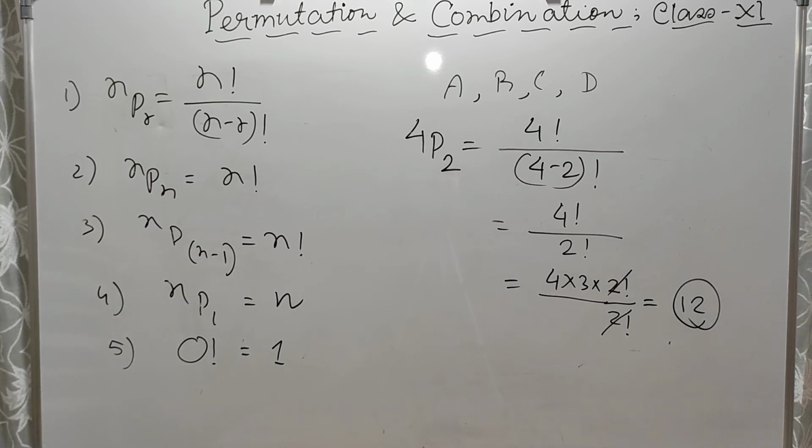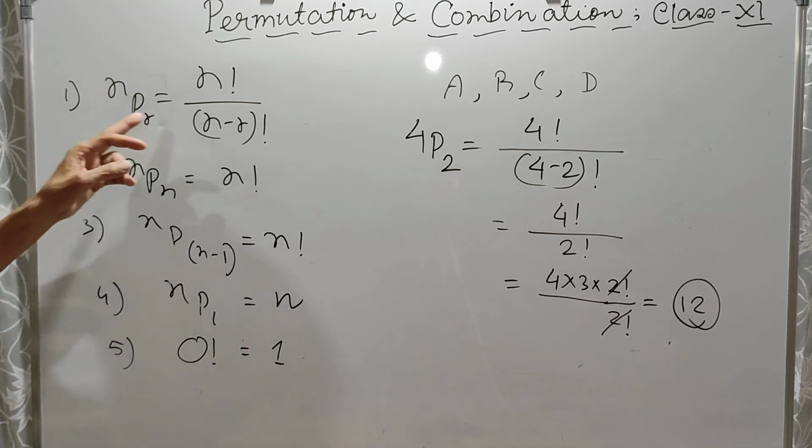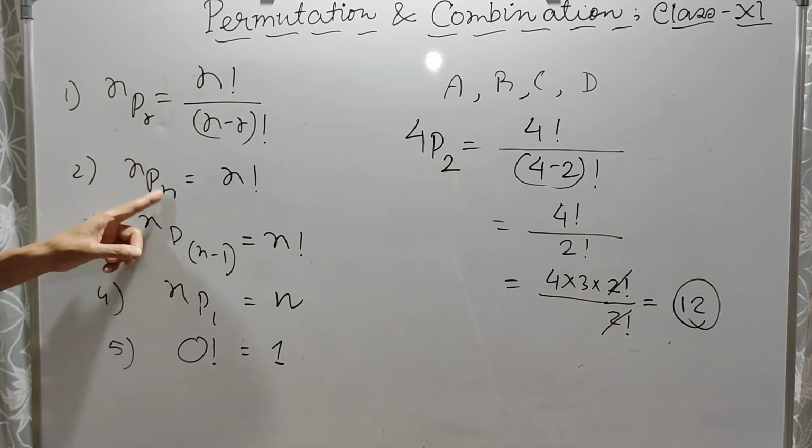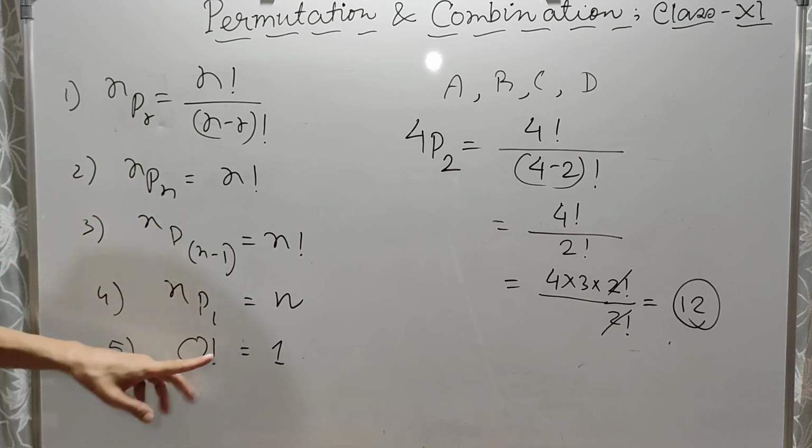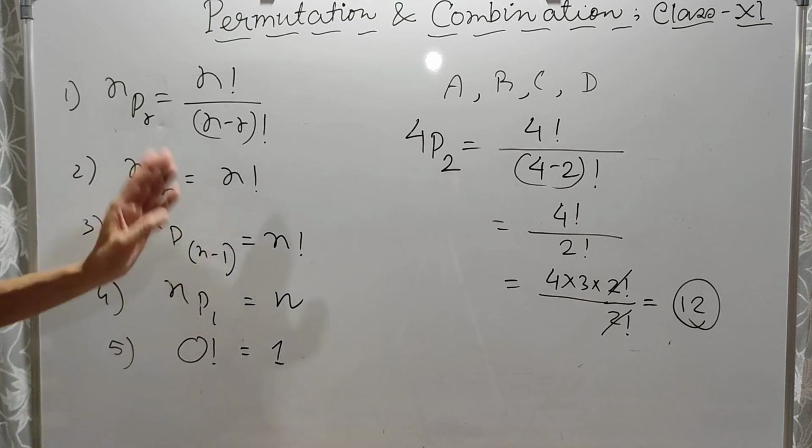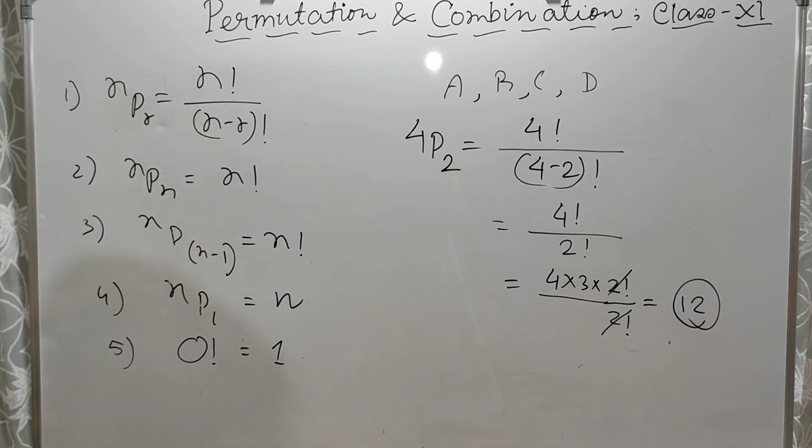All right. So these are the 5 relations. This is the main formula. Then from here nPn equal to this. So if you know these formulas, then quickly you can do sums.